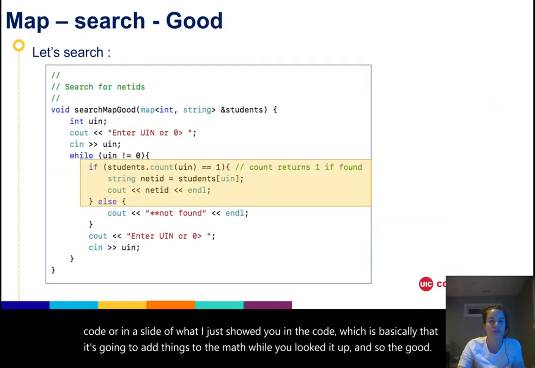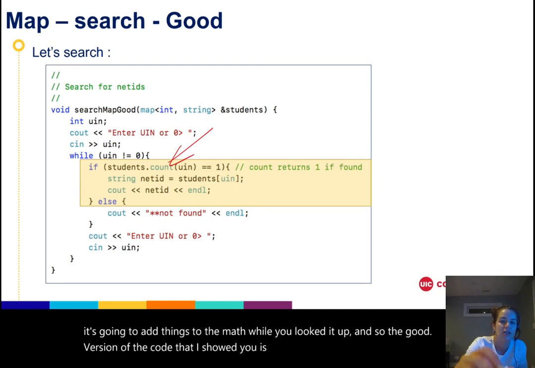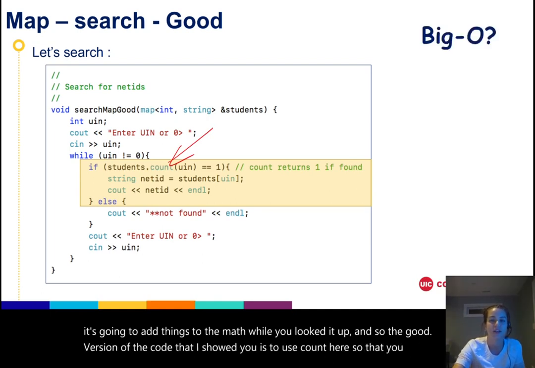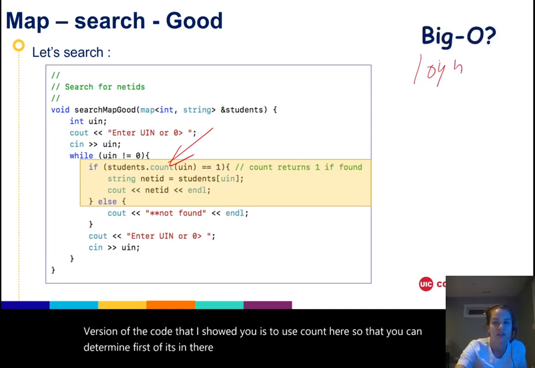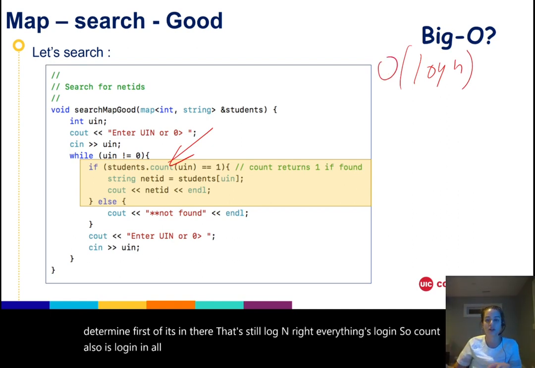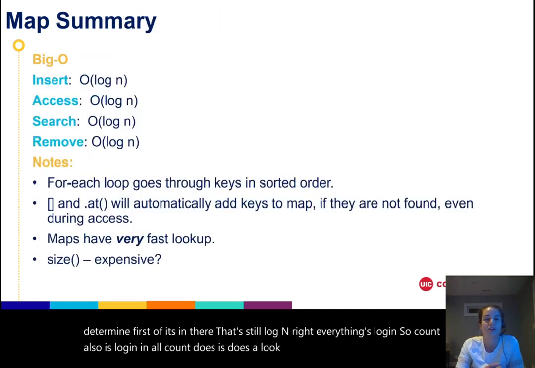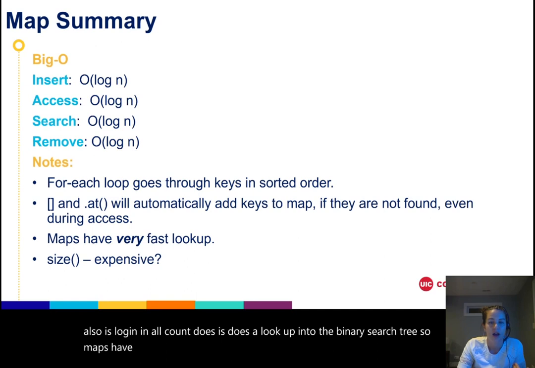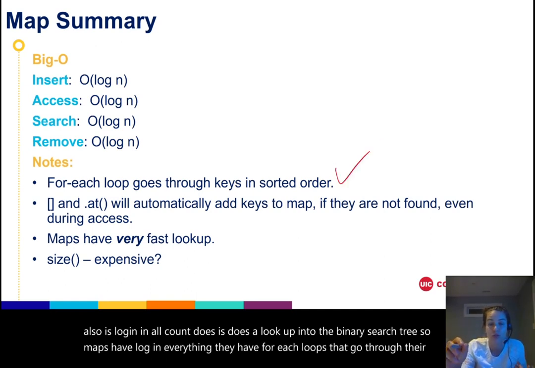And so the good version of the code that I showed you is to use count here so that you can determine first if it's in there. That's still log n, right? Everything's log n, so count also is log n, and all count does is a lookup into the binary search tree. So maps have log n everything. They have for each loops that go through their keys in sorted order.